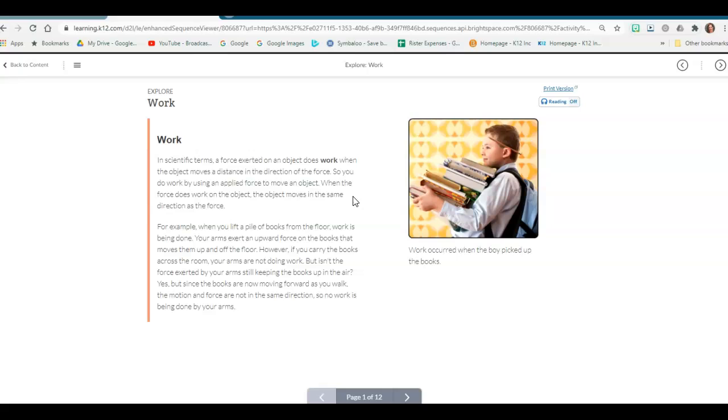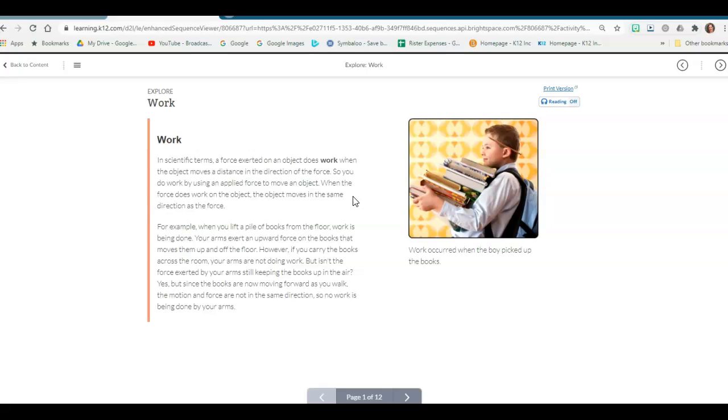And so you do work by using an applied force to move an object. When the force does work, the object moves in the same direction as the force. For example, when you lift a pile of books from the floor, work is being done.